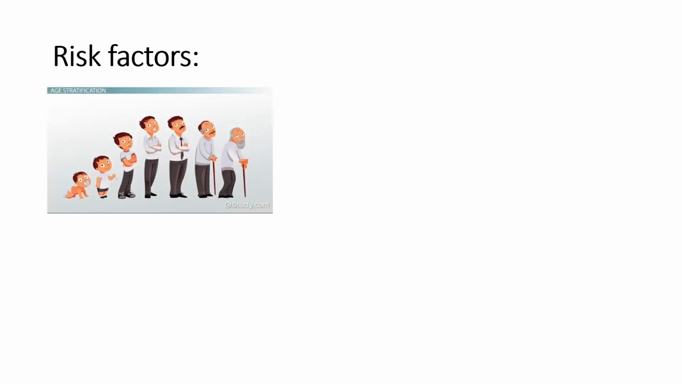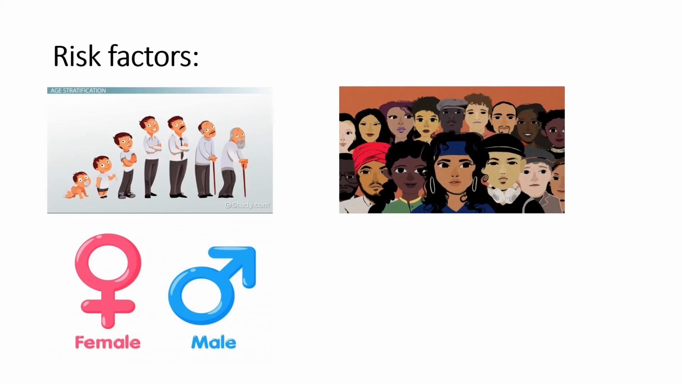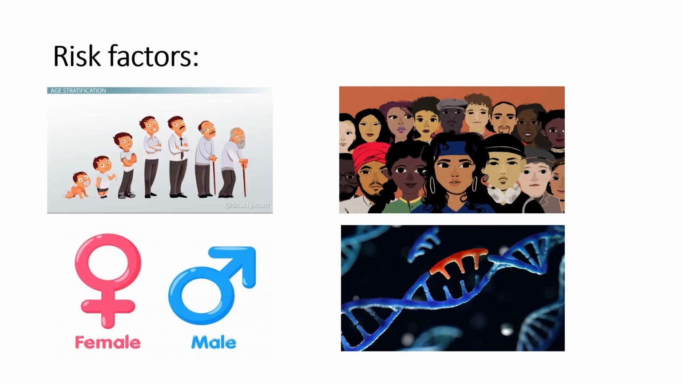Factors to develop optic neuritis. First is the age. Optic neuritis most often affects adults ages 20 to 40 years old. Sex. Women are much more likely to develop optic neuritis than men. And race. Optic neuritis occurs more often in white people. And the last one is genetic mutation. A certain genetic mutation might increase your risk of developing optic neuritis or multiple sclerosis.